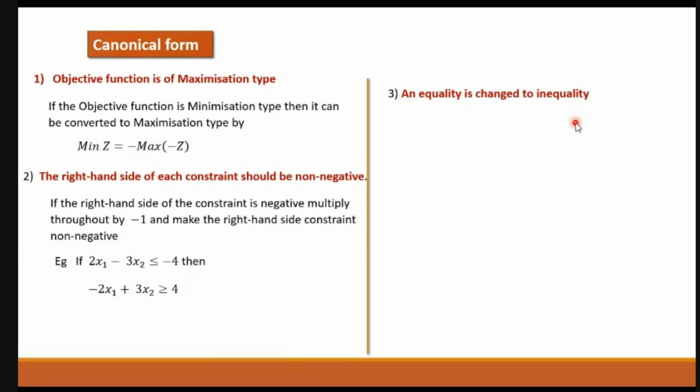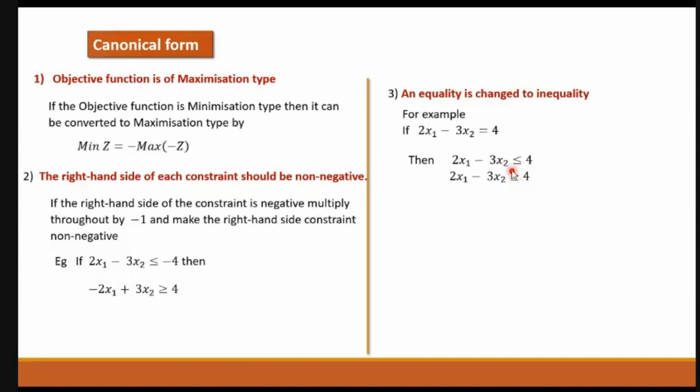So how do we convert? If you have equal to 4, then we will write this equal to 4 as two constraints. One will be less than or equal to, the other will be greater than or equal to. Okay, an equality is changed to inequality. If there is an equality constraint here, we will divide one constraint into two. One will be less than or equal to, the other one will be greater than or equal to.